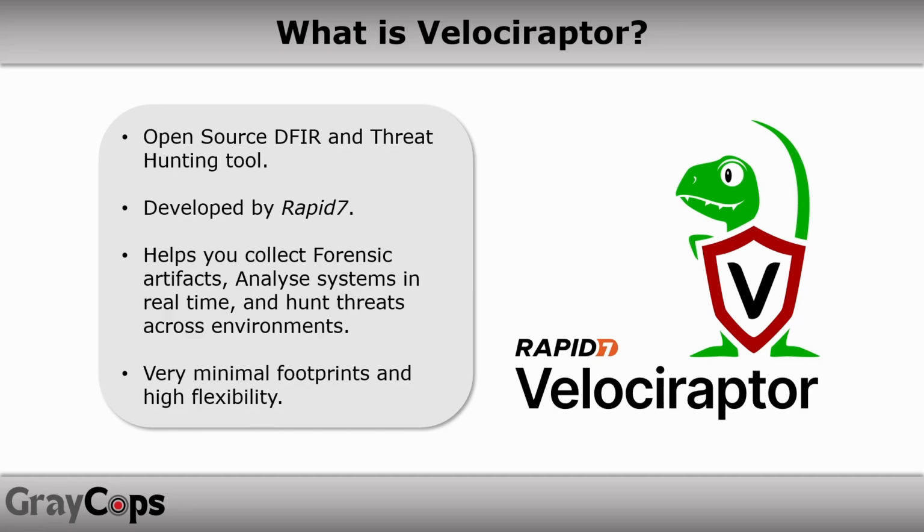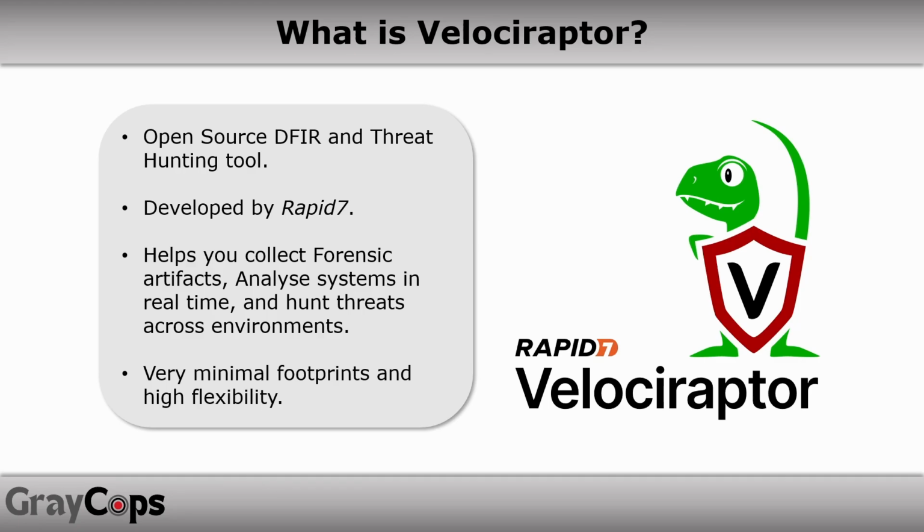So today we are going to explore Velociraptor for DFIR. We will dig deeper into what it is and how it works. So let's get started. Velociraptor is an open source DFIR and threat hunting platform developed by Rapid7. It helps you collect forensic artifacts, analyze systems in real time, and also perform threat hunts across your environment, all with minimal footprint and high flexibility.